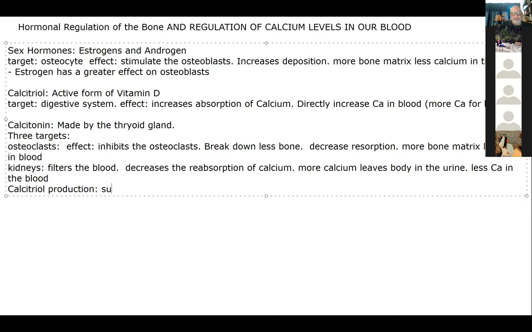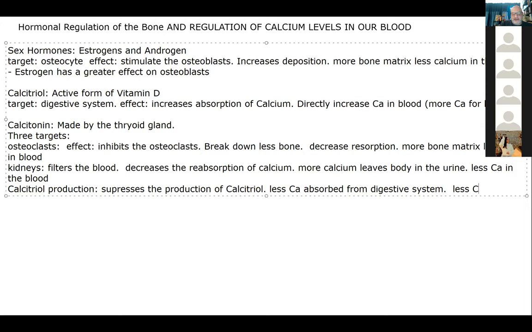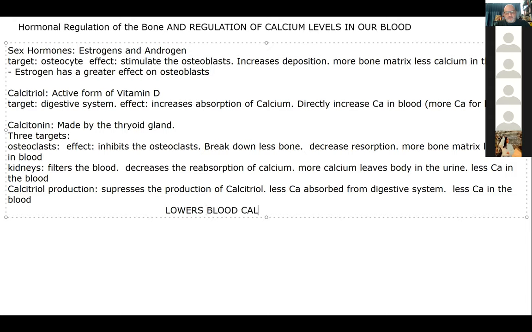And lastly, it suppresses the production of calcitriol. So if we have less calcitriol, are we going to absorb more calcium from our digestive system or less calcium from our digestive system? Less. And of course, once again, that means less calcium in the blood. Notice the overall effect of calcitonin is that calcitonin lowers blood calcium levels.